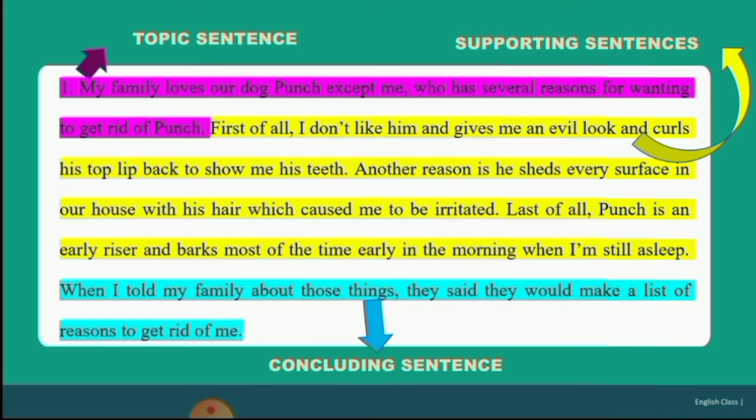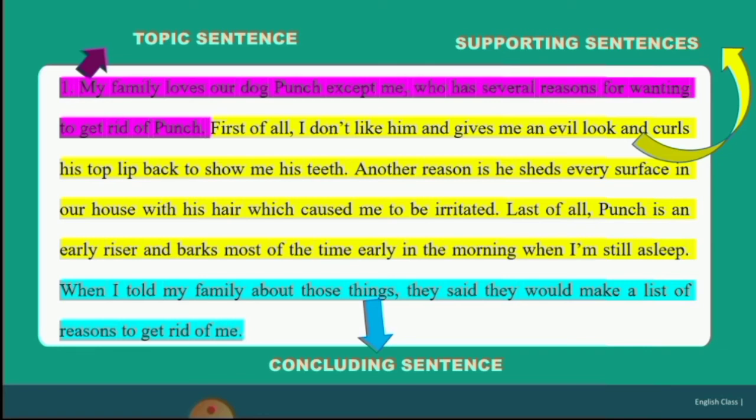So our topic sentence in number 1 is, of course, when you remember the position of the topic sentence, we can see it at the very beginning usually of the paragraph. My family loves our dog Punch except me, who has several reasons for wanting to get rid of Punch. And then we have the supporting sentences.